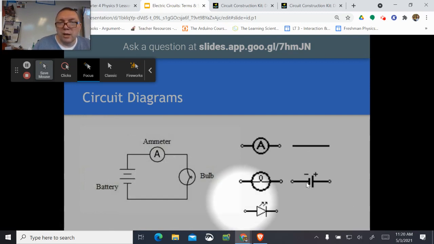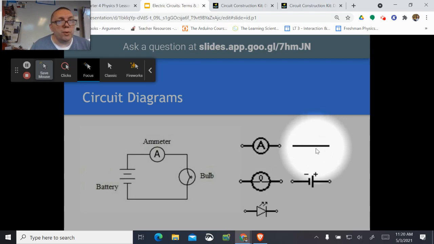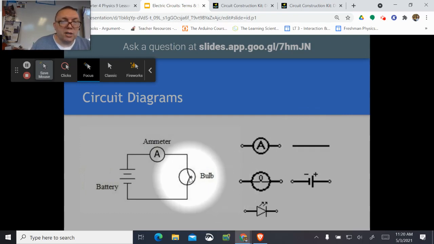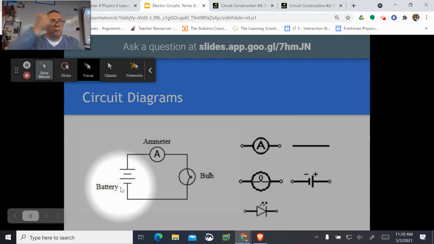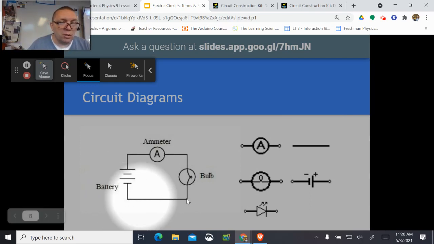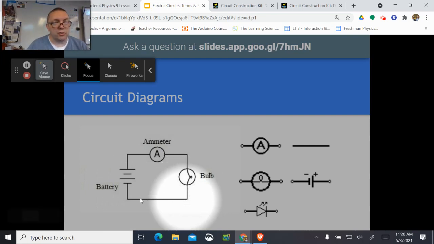It's weird. Battery. And then these lines will often say that they're wires, but really they don't have to be a wire. It's an electrical connection. This means there's an electrical connection. So if I just connected this bulb and set it right on top of the battery, one touching right on top of the other, we could still use this long line to represent the electrical connection from the battery to the bulb.